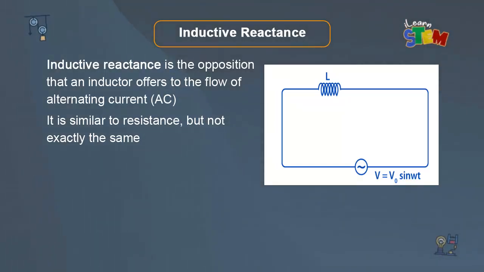Resistance converts electrical energy into heat. Inductive reactance does not consume power. Instead, it only causes the current to lag behind the voltage by 90 degrees, without dissipating energy as heat.